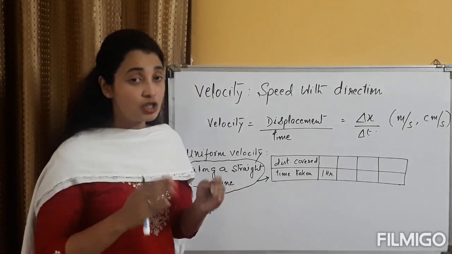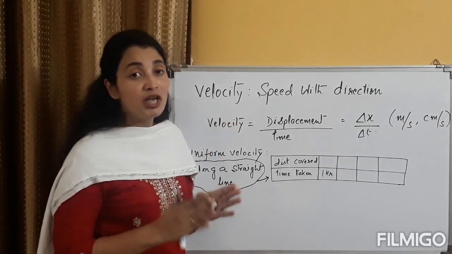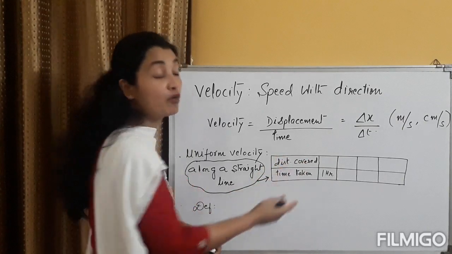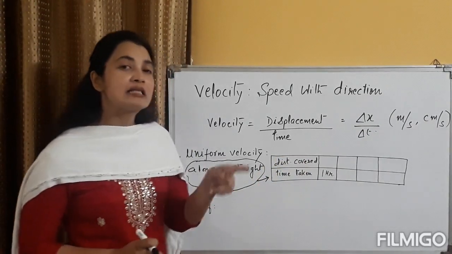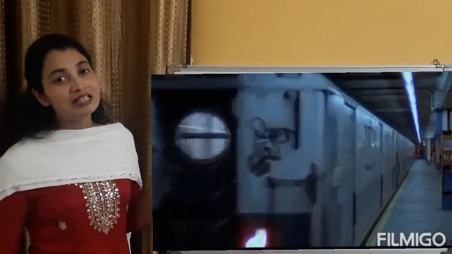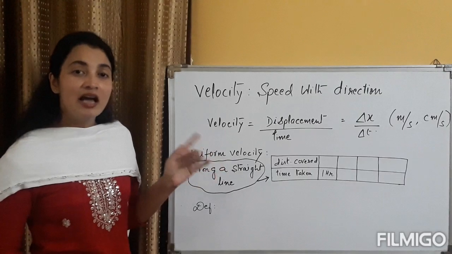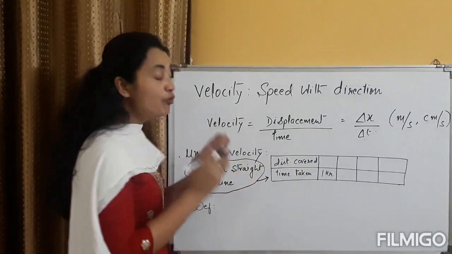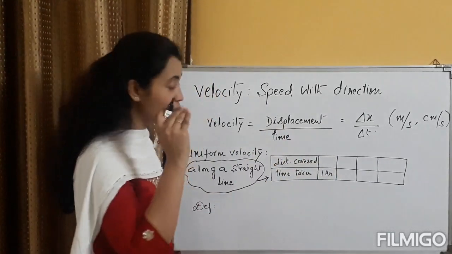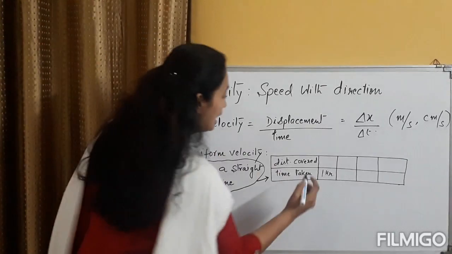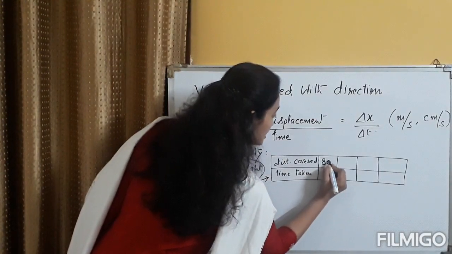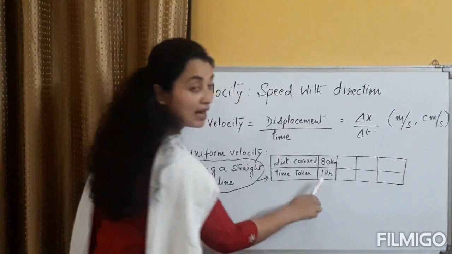Let us consider a situation where an object or the vehicle is in motion and we are trying to tabulate the distance covered with time taken. You can consider an example like a train moving with a constant speed in a straight line. Let us say we are keeping track of time, and let us say it has covered 80 kilometers in 1 hour.